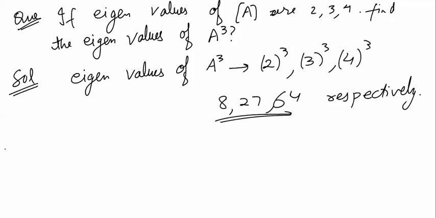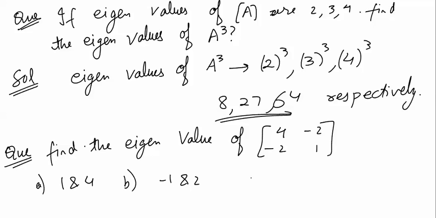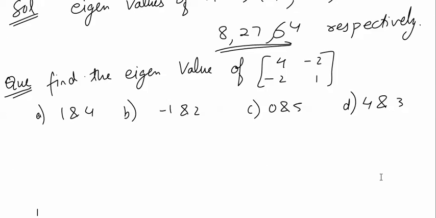Now let us solve some more questions based on this property so that we understand this. I was just talking about the previous question which we solved. We wanted to find the eigenvalues. I'm repeating that question: the matrix was 4, minus 2, minus 2, 1, and the options given were 1 and 4, second was minus 1 and 2, third was 0 and 5, and fourth was 4 and 3. Now let us solve this. We know the method A minus lambda I, but let us solve it through options.